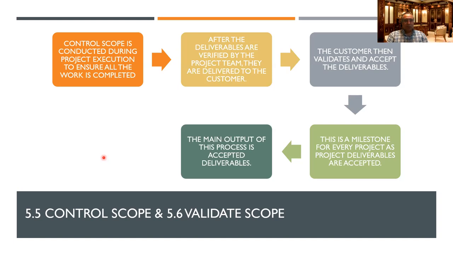That is control scope. And validate scope is done by the customer or externally. With construction, you have to get fire code approval, plumbing approval, electrical approval, gas approval, all those certifications, all those permits, you have to get those passed. That is a validation of the scope, whether you have done it properly or not. So both of these come later, once you do the work and complete the work. But first, of course, you need to plan for it properly.